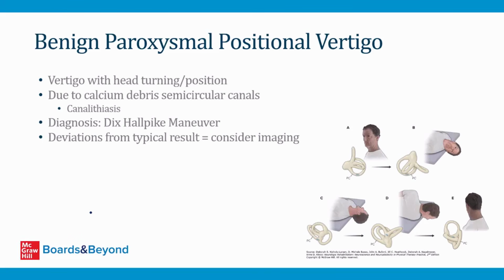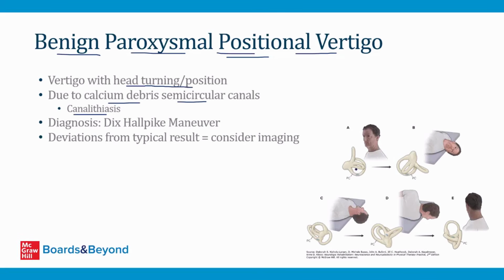Now what I'm going to do for the remainder of this video is go through a couple of common causes of peripheral vertigo. And we'll start by talking about benign paroxysmal positional vertigo, or BPPV. This is vertigo that occurs with head turning or position changes. That's why it's called positional vertigo. And it's caused by calcium debris in the semicircular canals. This is referred to as canalithiasis.